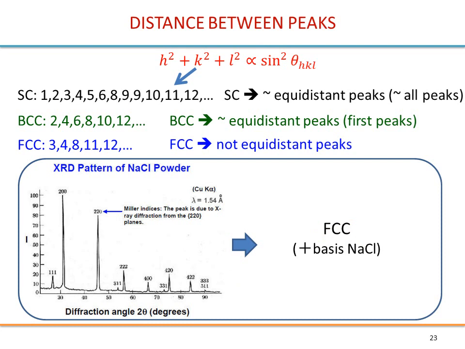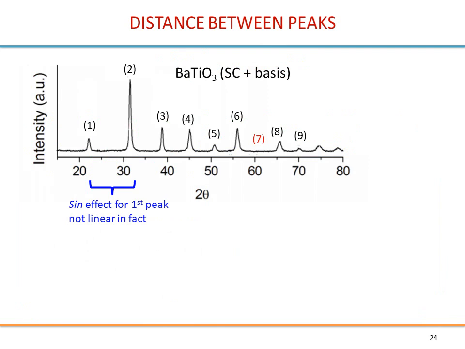Of course, a simple cubic with a basis of 2 atoms can make it a kind of FCC cell. So this is a case of a simple cubic with basis. Sorry, I made a mistake in the previous slide. It is an FCC with basis, and this one is a simple cubic with basis. So you have indeed very equidistant peaks. Notice that the 7th is missing because there is no number 7 in the list.